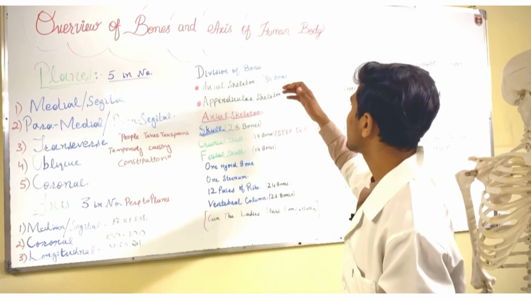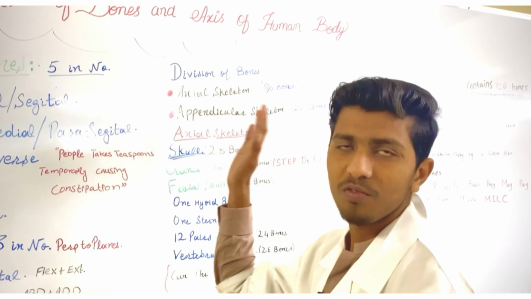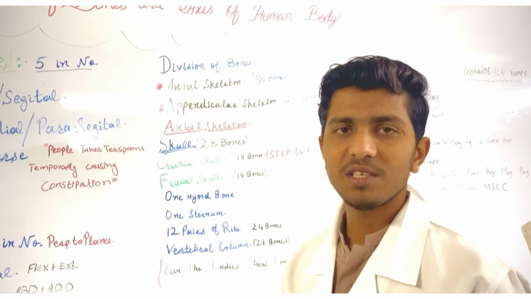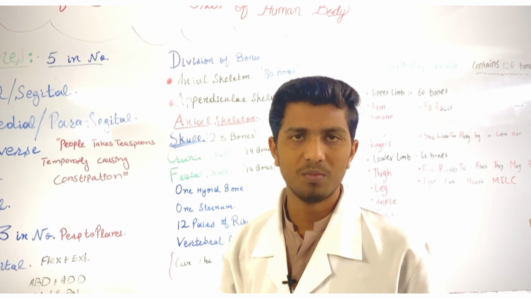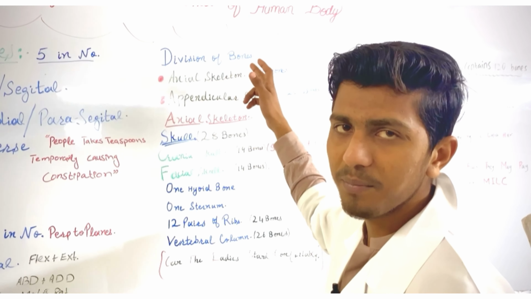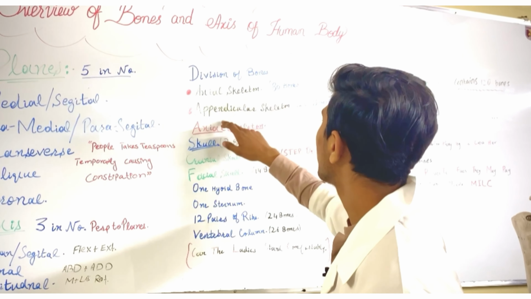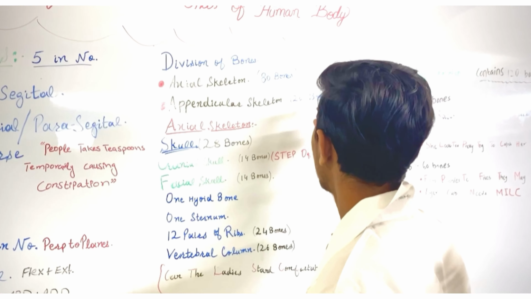So that is the second part of our presentation. I want to explain first of all the division of bones. Basically, in a mature human there are 206 bones in total, out of which the axial skeleton contains 80 bones and the appendicular skeleton contains 120 bones.